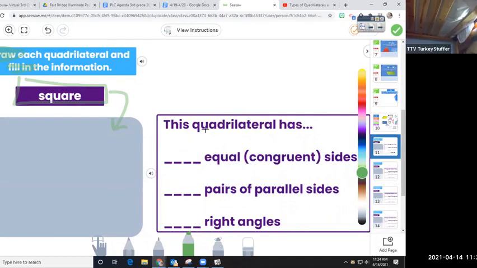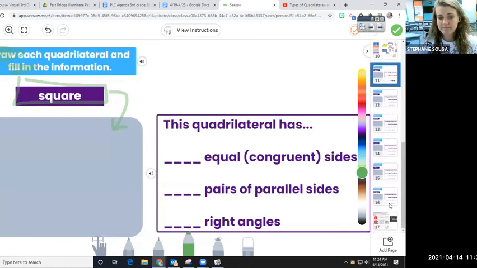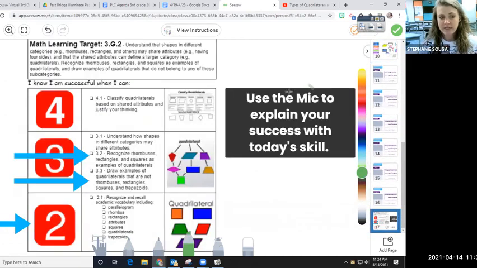We're good. Okay. You're going to look at how many equal sides, how many pairs of parallel sides, and how many right angles each shape has. You're going to do that for each slide. On slide 17, as always, you will use the mic to explain your success with today's skill.